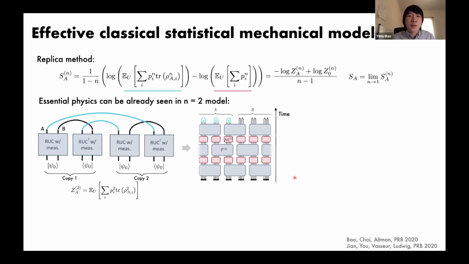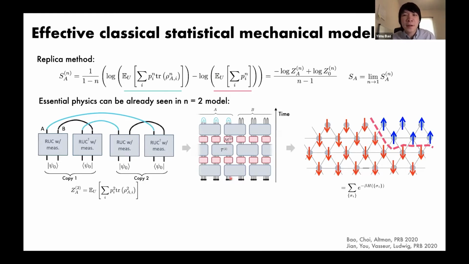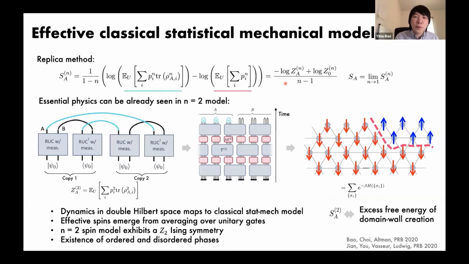What we do further is perform the average over the random unitaries in the circuit, and we can map this tensor network diagram to a partition function of the classical spin model. In this classical spin model interpretation, the two terms appearing in the entanglement entropy correspond to partition functions with different boundary conditions, and we can interpret this entanglement entropy as the excess free energy of the domain wall creation.